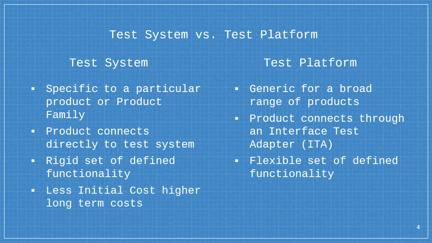Test systems typically have a lower initial cost, but higher long-term costs, and we'll get into the reasons for that. So if you're building a one-off tester for a small product line that's not going to be around for long, then sometimes it is more efficient just to go with a test system and put something together, run your tests, and then tear it down. But for long-term maintainability, you don't get some of the advantages you'll get if you go with a test platform approach.